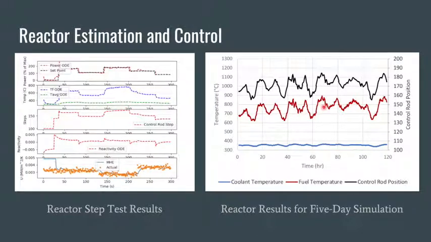Also, in this graph over here, we have temperature profiles and also the changing positions of the control rod over our 5-day simulation. Of particular interest is this blue line right here, which is our coolant temperature. We're very happy with this result because one of the constraints of our system is to maintain the temperature of water below 375 degrees Celsius, which is its critical temperature. And our system has been able to successfully do that.